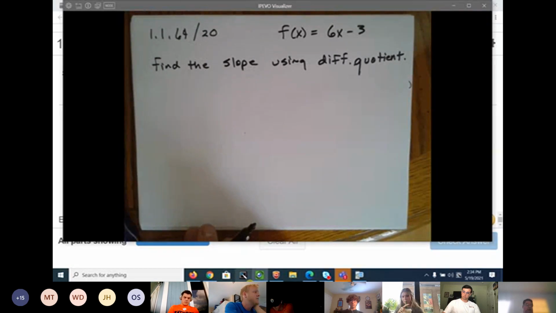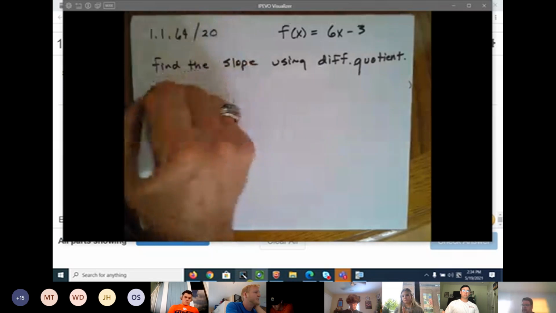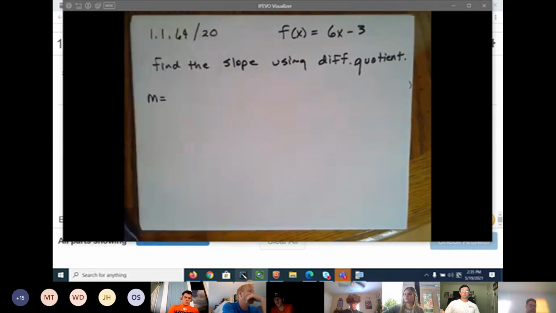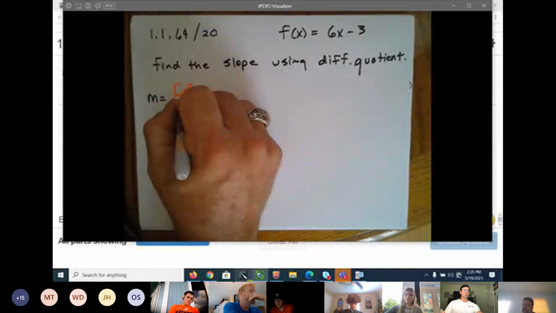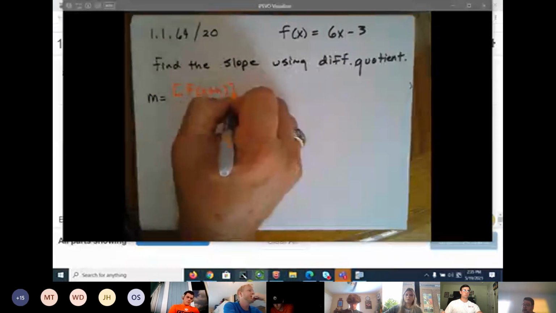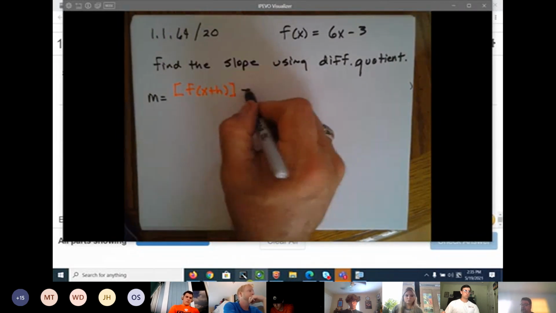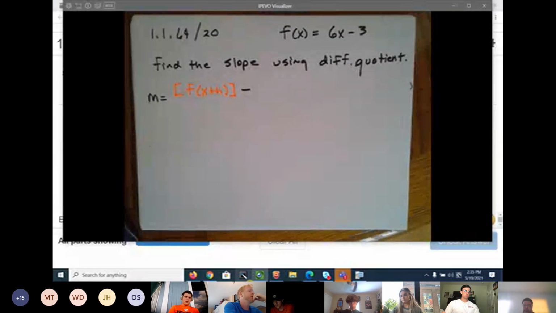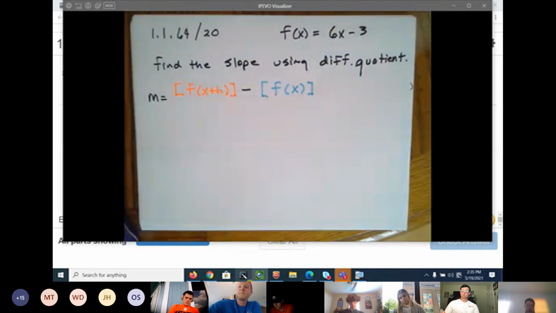Now I do mine with colors because I want you to be able to distinguish what's what. So I'm going to write it down again, but I'm going to use colors this time. m is equal to f of x plus h minus f of x over h.